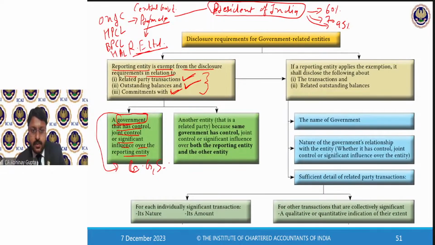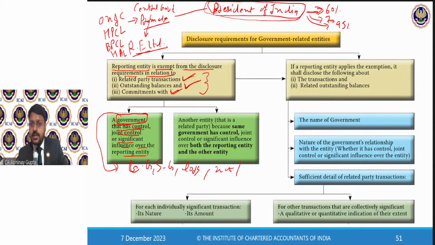CG, state government, local government, national government or international government. The definition of the government we have studied at the beginning of the session. So that is what government means here. For the sake of simplicity, I'm talking about central government here. That has the control. Now, control they already have by virtue of shareholding in those companies, right?